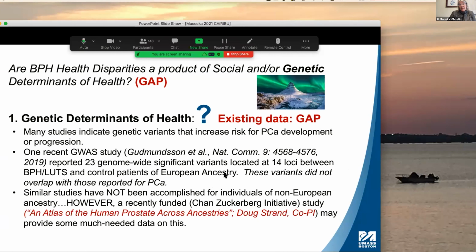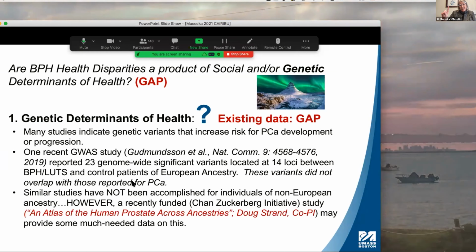And these variants did not actually overlap with those reported for prostate cancer. So it's not inconceivable that there may be some genetic underpinnings associated with BPH-LUX development and progression. However, we don't know if those are the same in different populations or not, because similar studies have not been accomplished for individuals of non-European ancestry.